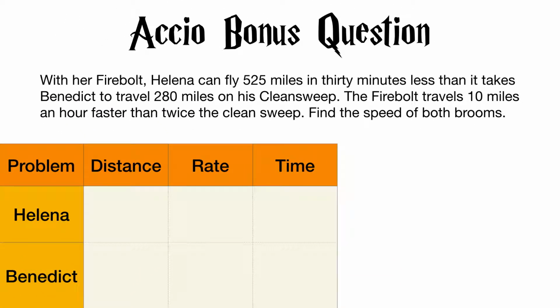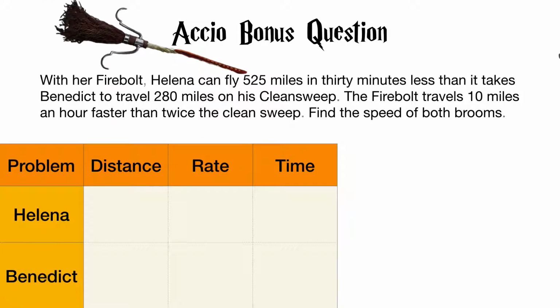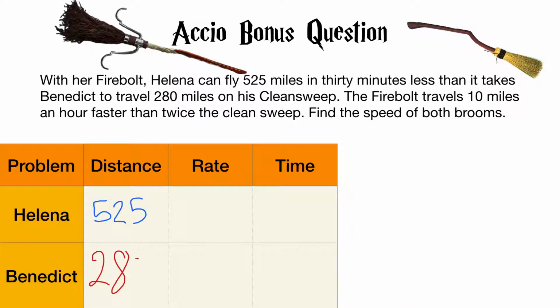All right. Ooh, Accio bonus question. With her firebolt, Helena can fly 525 miles in 30 minutes less time than it takes Benedict to travel 280 miles on his clean sweep. The firebolt travels about 10 miles an hour faster than twice the clean sweep. So we're going to find the speed of both brooms. So let's see. Distance for Helena, 525 miles. For Benedict, 280. Now, I know about rate that if Benedict's speed is x, then Helena's is x plus 10. Oh, wait, except it's 2 times x plus 10.